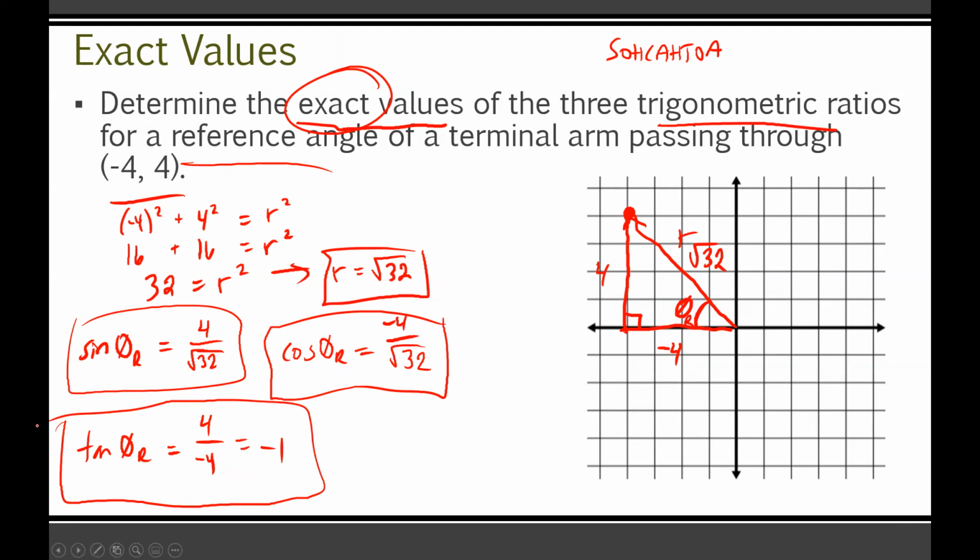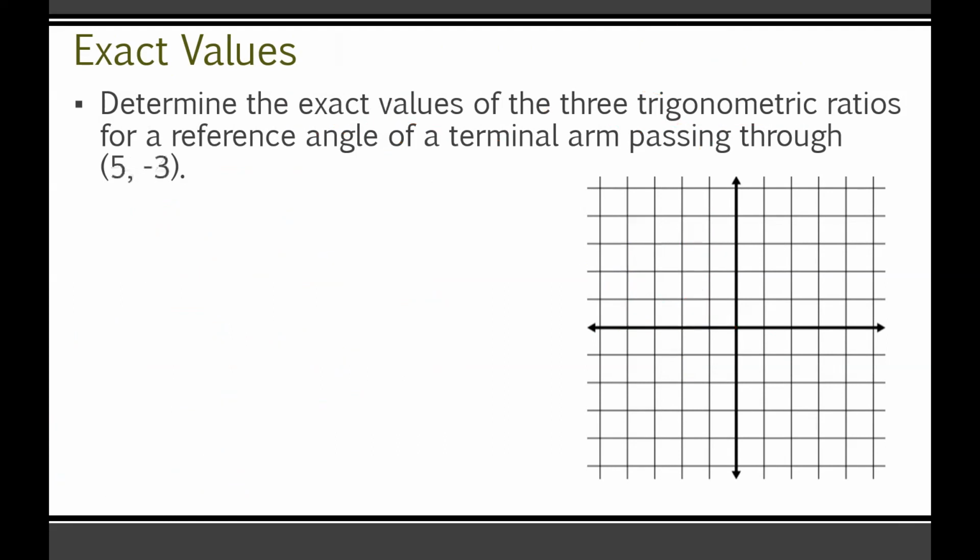Whew. Okay, so when you see exact values of 3 trig ratios, it just basically means first figure out your x, your y, and your r, right? So in other words, use Pythagoras. And then for your 3 trig ratios, just use SOHCAHTOA and write them as their fractions. That's it. Here's one more.